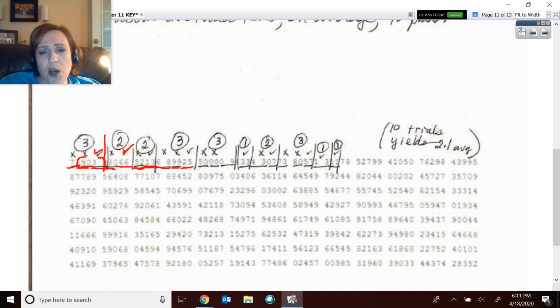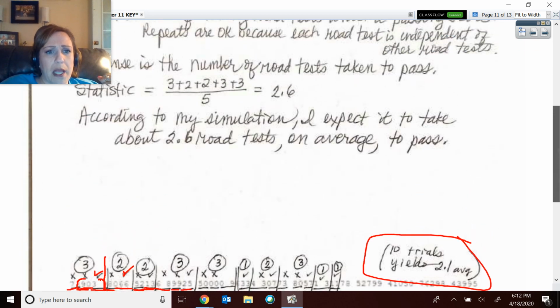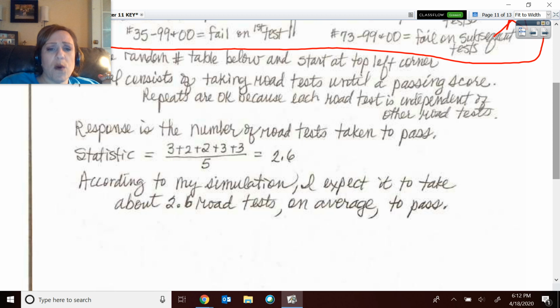Well, anyway, so hopefully by then you can see how that works. I guess I did 10 trials here. That gave a 2.1. I can't remember. Oh, if I had done 5 trials, that yielded 2.6. So anyway, according to my simulation, I expect to take about 2.6 road tests on average to pass.